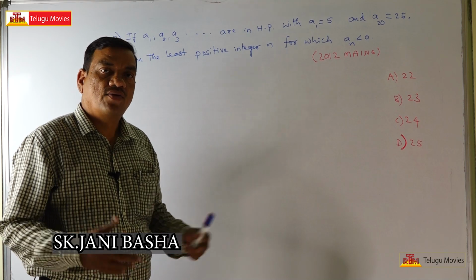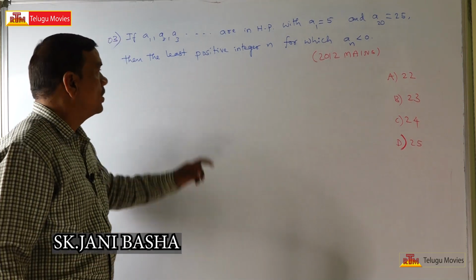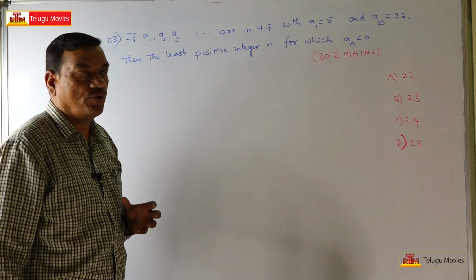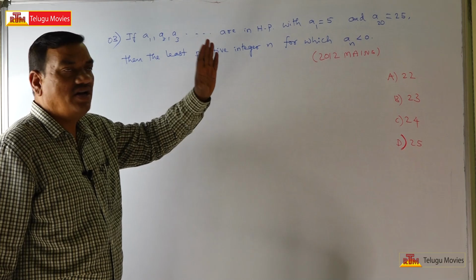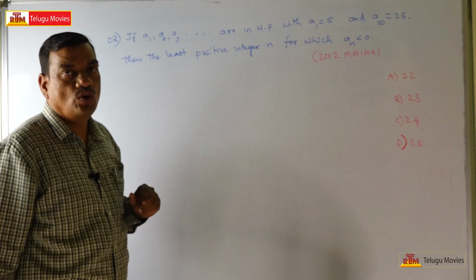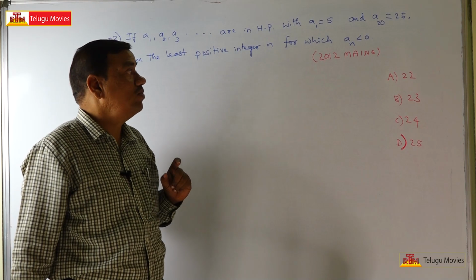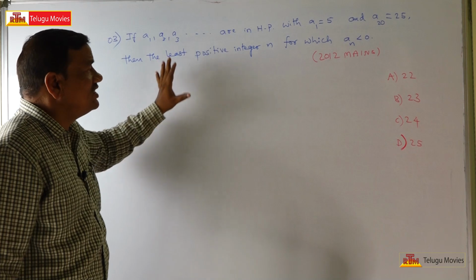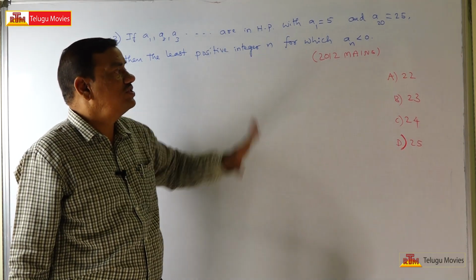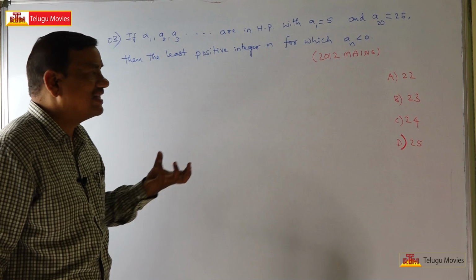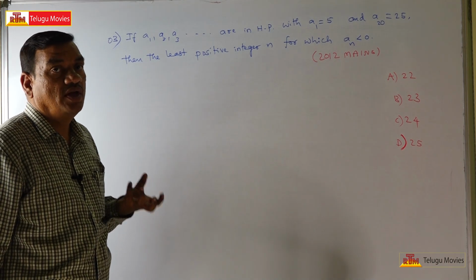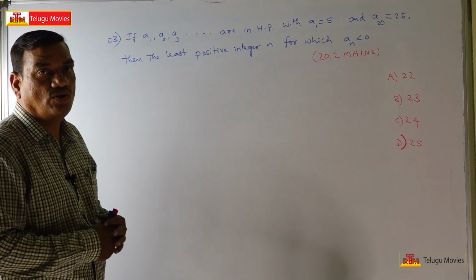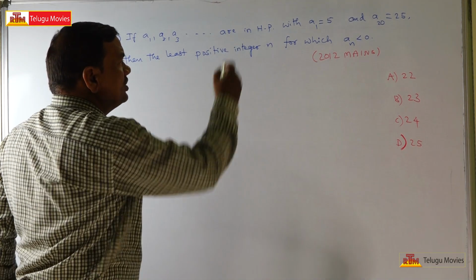So, dear students, welcome to the third problem. If a1, a2, a3 and so on are in harmonic progression with a1 equal to 5 and a20 equal to 25, that means the first term is 5 and the 20th term is 25. Okay now. Then find the least positive integer n for which an is less than 0. That means the nth term should be less than 0, and we have to find for which integer n. Okay now. So, here the first term is 5.